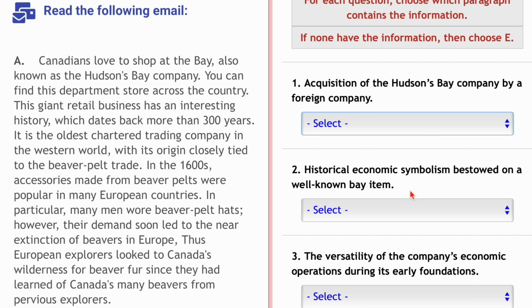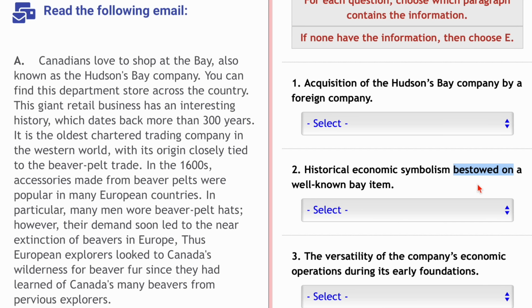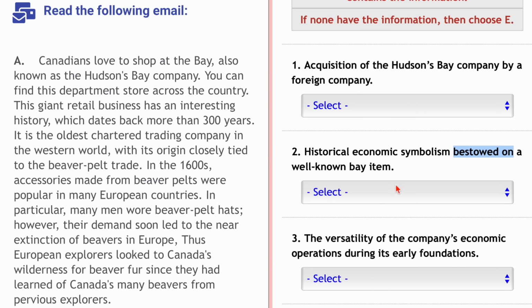Number 2. Historical economic symbolism bestowed on a well-known Bay item. So historical, we know. Economic, we know now. Symbolism, we should also know. Symbolizes, gives that meaning. Now, bestowed on means like provided or rewarded or honored on a well-known Bay item. So some Bay item or product which contains something about the history or something about the history and economic symbolism of maybe the Hudson's Bay. Okay. Was that one in A? No, we didn't really talk about a well-known Bay item.